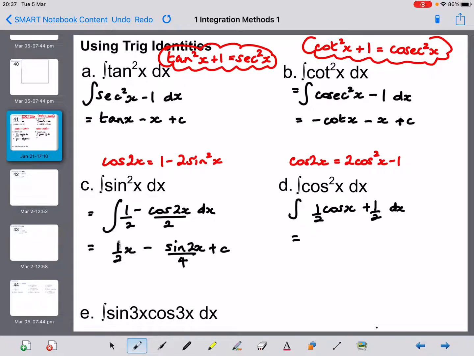I've forgotten my 2 there. Don't think that looked right. I'll just put my 2x double angle formula. So if we integrate half cos 2x, again we're going to get a quarter sine 2x, or sine 2x over 4, plus a half x plus c. Okay, so they are practically identical.